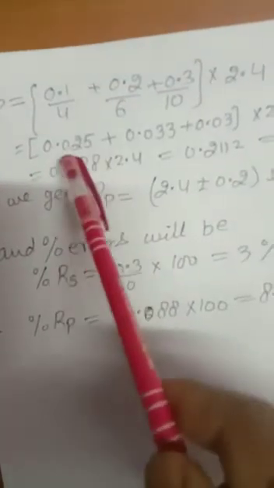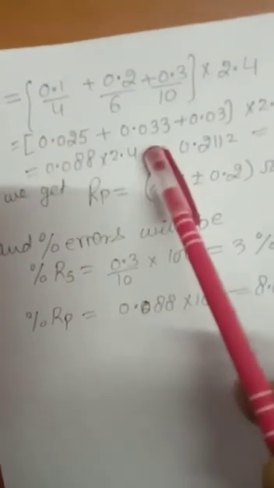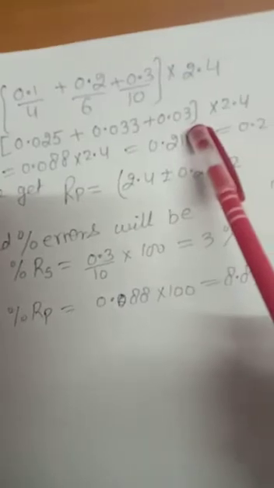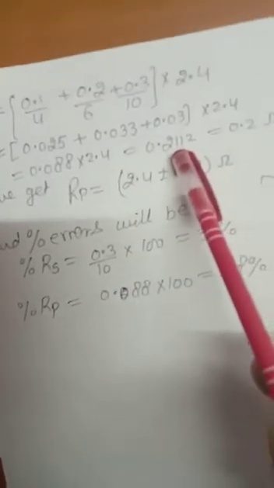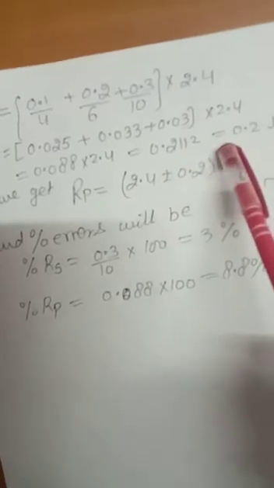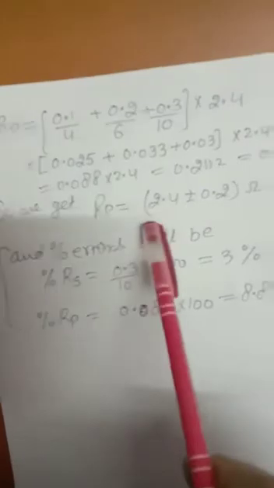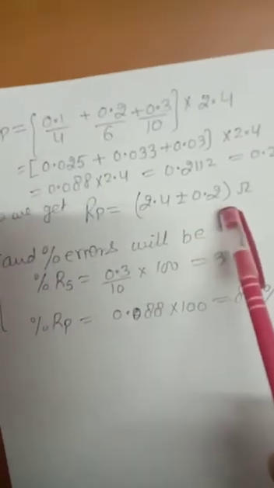After solving, we get 0.025 plus 0.033 plus 0.03 into 2.4, or we get 0.2112. Because all the values are till the first decimal place, we write it as 0.2 ohm. So our answer will be 2.4 plus minus 0.2 ohm.